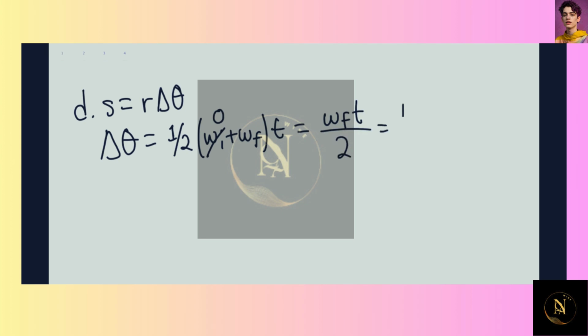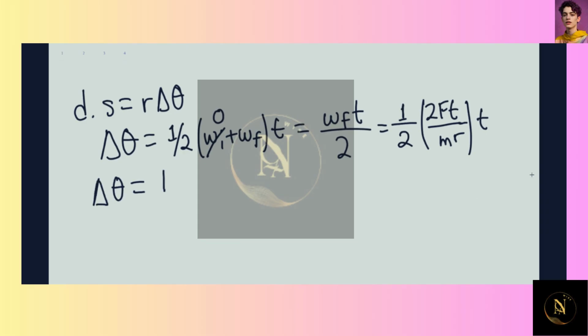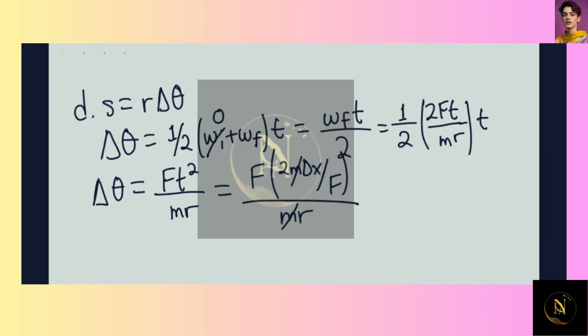And this would equal 1/2 times 2 times force times t over mr multiplied by t. And we find that delta theta would be equal to force times t squared divided by mr. This would be equal to F times 2 times m delta x. We're basically subbing in for t squared times F divided by mr. The m's cancel out, the F's, and this is equaling 2 times delta x over r.